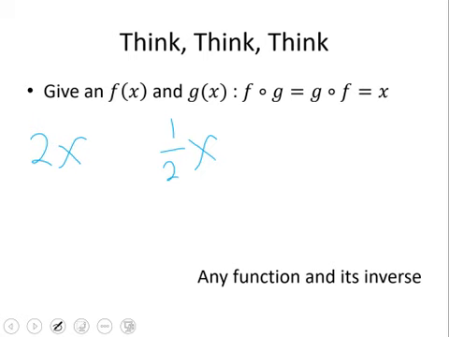x squared and plus or minus the square root of x would be another example of this. x cubed and the cube root of x would be another example of inverses. Okay, so that's the end of section 3 in this chapter 2.